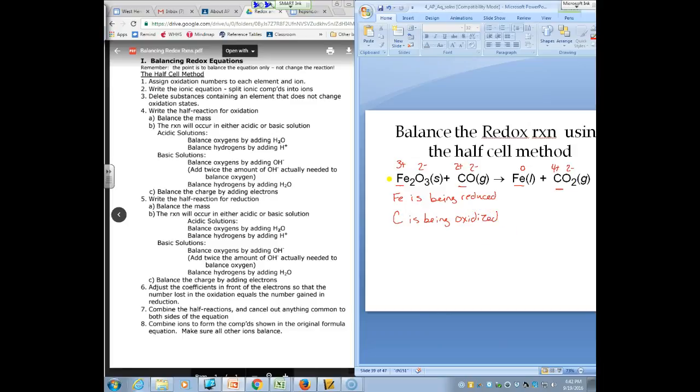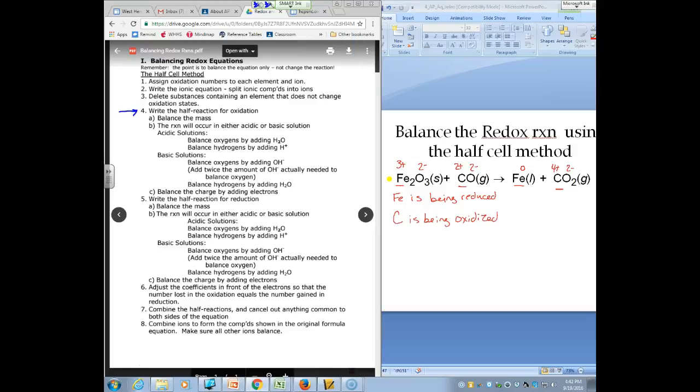Alright, so a lot of times that's a part A or B to this type of question of which elements are being reduced and which are being oxidized. Alright, we're going to write the ionic equation, splitting ionic compounds. At this point, I think we need to go ahead and write the half reaction for oxidation. So we know that carbon's being oxidized.